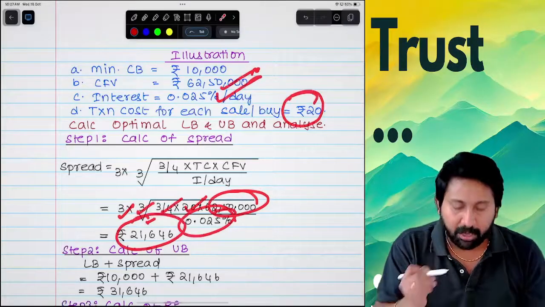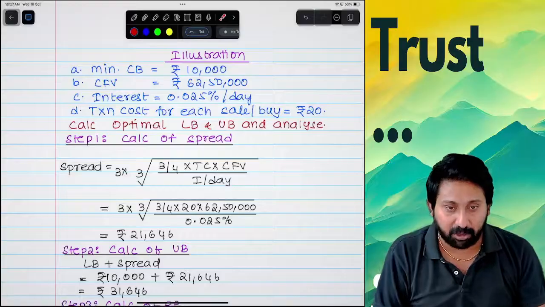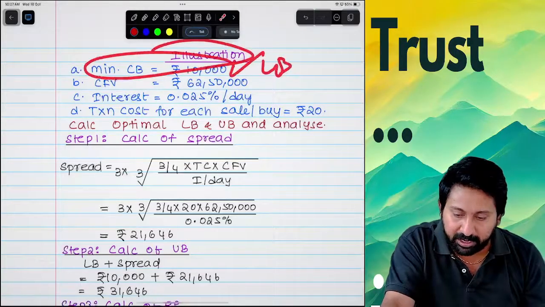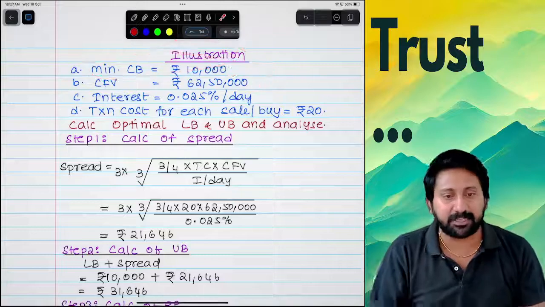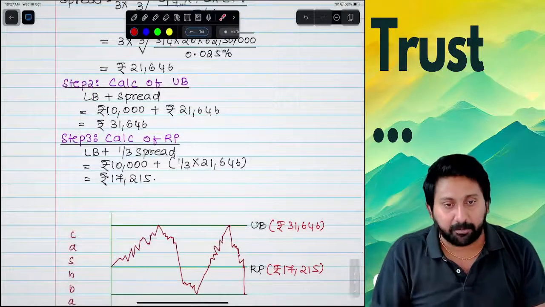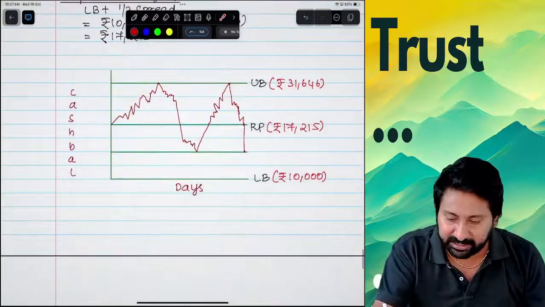This is the amount. What is the upper boundary we need to maintain? 10,000 plus spread. Lower boundary is how much? 10,000. Minimum cash balance is how much? Yeah, lower boundary 10,000. 10,000 plus this much spread. Minimum you should maintain this amount. Return point: LB plus one third of spread, 17,125. These are the three limits.